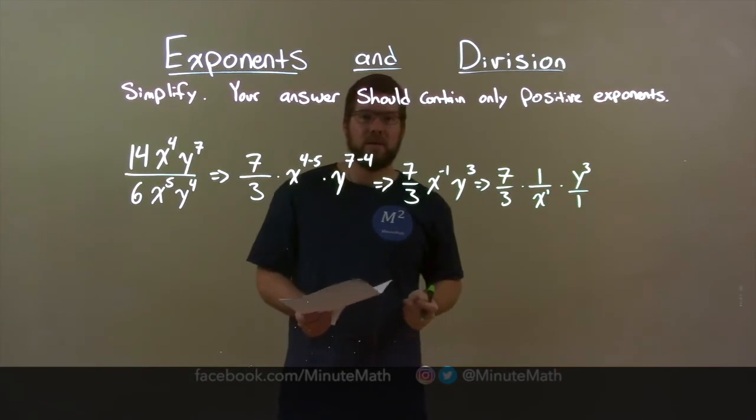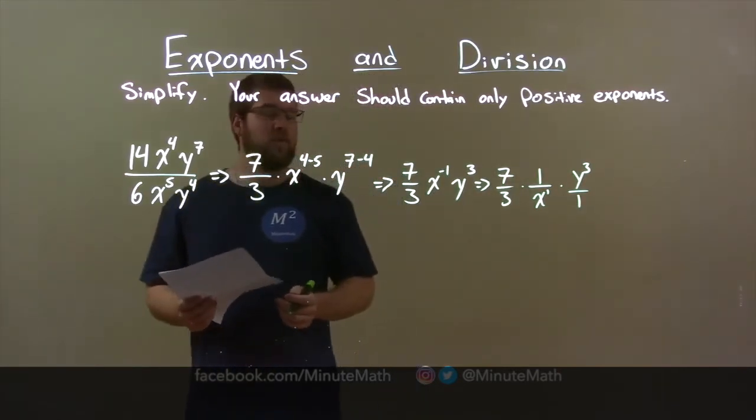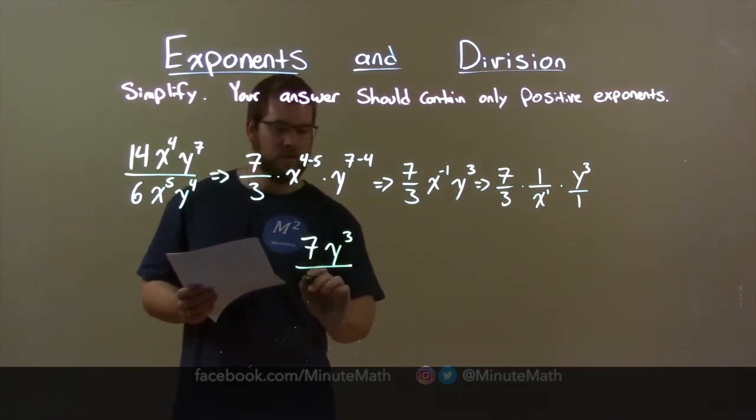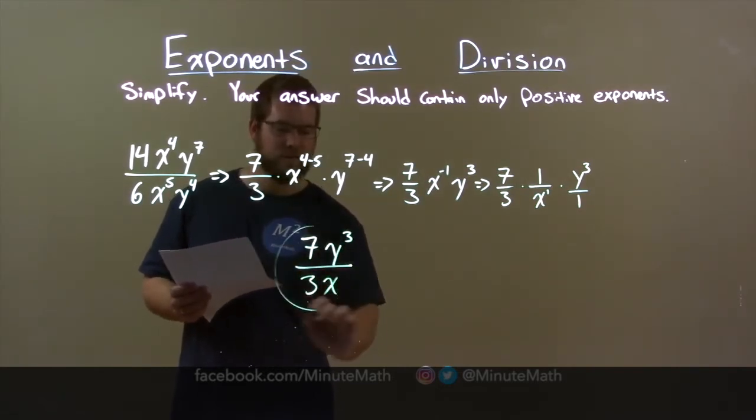Now it's all set up neat, and we can combine it all together for a final answer. 7y to the 3rd power over 3x. And there we have it.